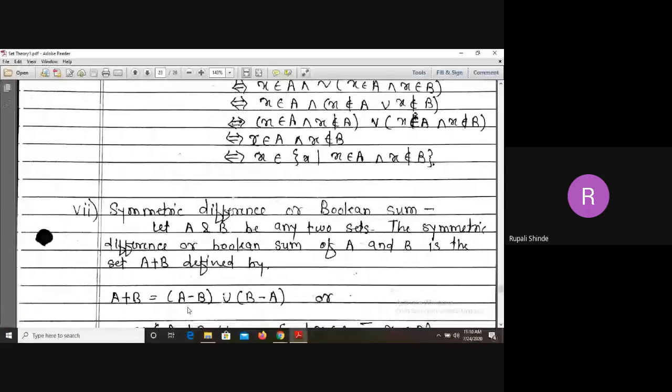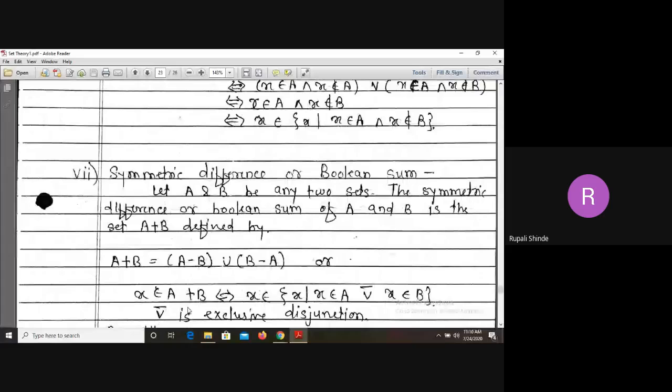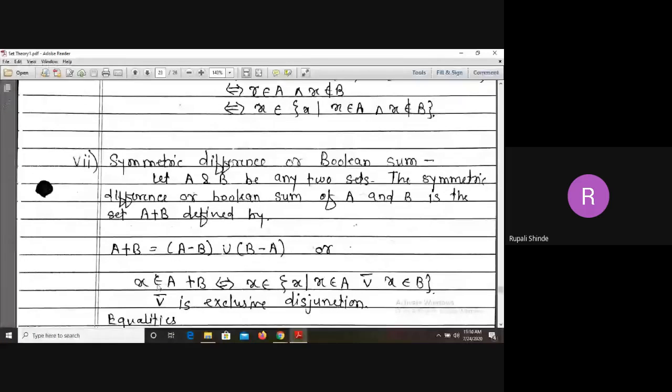So again, this can be written as: for any element x, x belongs to A plus B is equivalent to x belongs to A exclusive or x belongs to B. Okay. So this can be replaced by exclusive or also, A minus B union B minus A. In short, A exclusive or B.